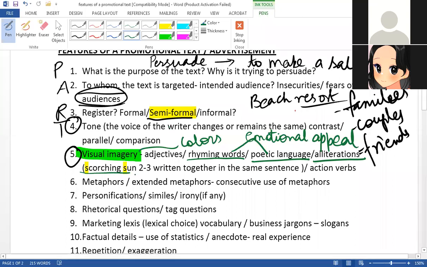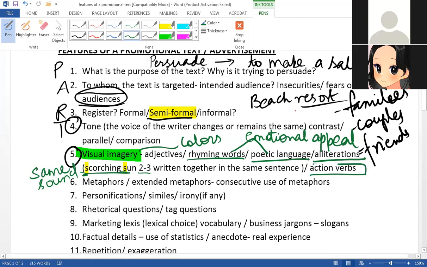So what is an alliteration? 2 to 3 written letters, I mean words, starting with the same sound in the same sentence. You see, sibilant sound, same sound. This is called alliteration. Again, what does it do? It shows that you are a professional writer. It's a scripted campaign. People had invested time in making it more appealing towards the audiences.